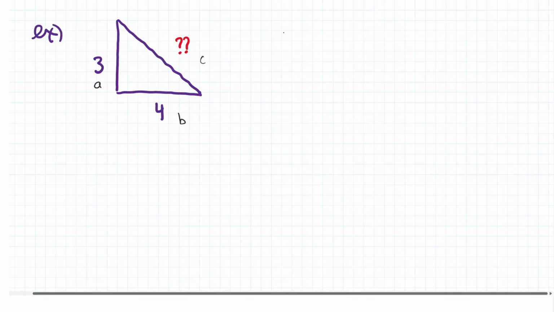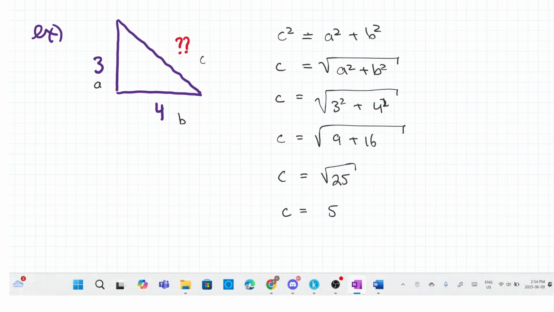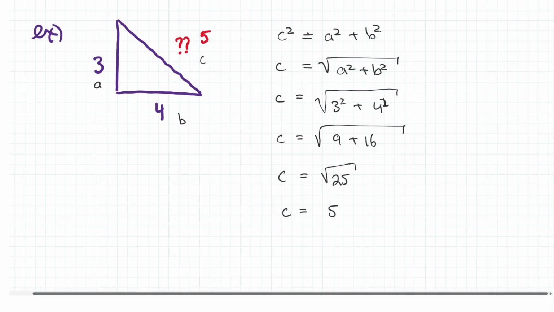We know that c squared equals a squared plus b squared. So then c equals the square root of a squared plus b squared. In this case, we know that a is 3 and b is 4. Therefore, c equals the square root of 3 squared plus 4 squared. And what does that equal? We've got that c is root of 9 plus 16. Therefore, c is root 25, and the square root of 25 equals 5. So that means that our mystery side, our hypotenuse here, is equal to 5.